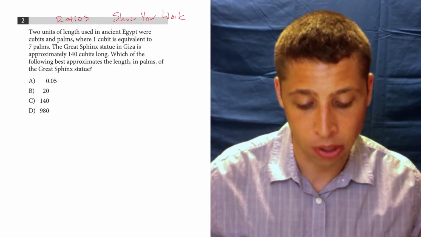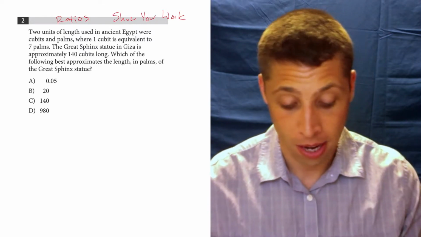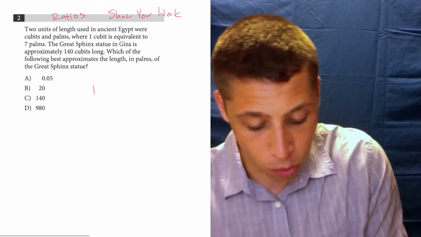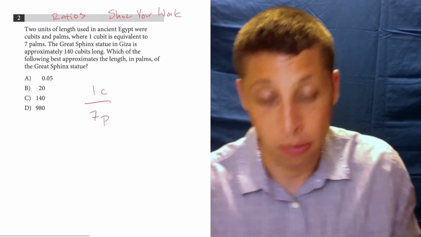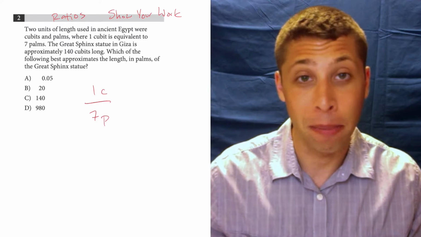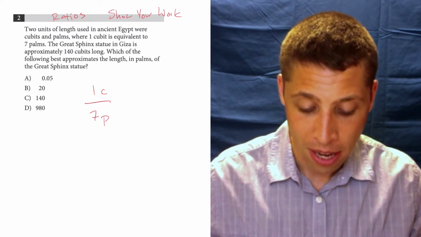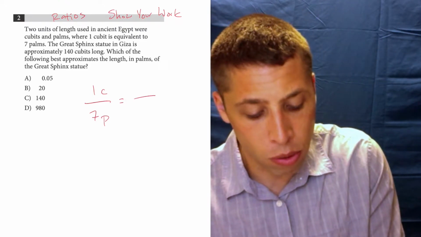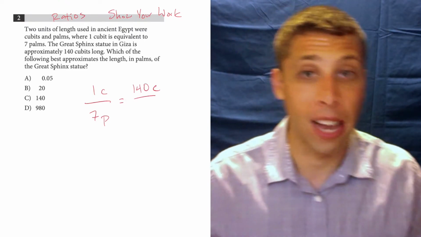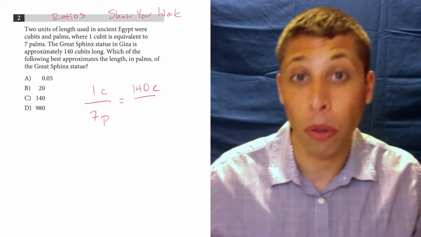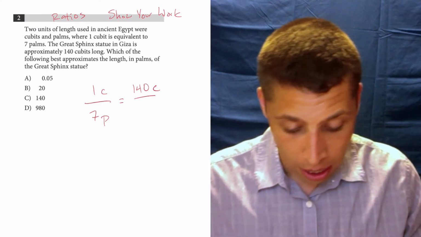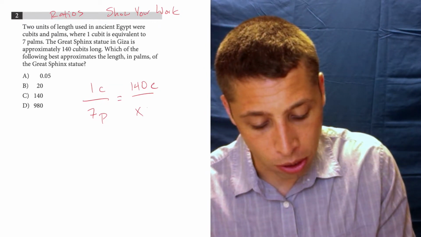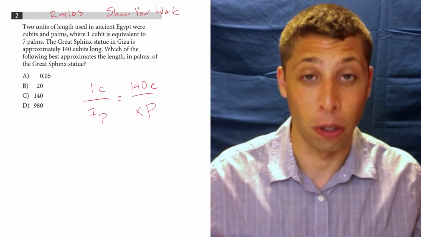2 units of length used in ancient Egypt were cubits and palms, where 1 cubit is equivalent to 7 palms. So that's a ratio. 1 cubit is 7 palms. So we can just write it like that. C and P, good enough to keep track of. The Great Sphinx statue in Giza is approximately 140 cubits long. So when we do these, we're almost always going to have another ratio that we set equal to this one. It's 2 fractions. Which of the following best approximates the length in palms of the great statue? So x P's is what we're looking for.